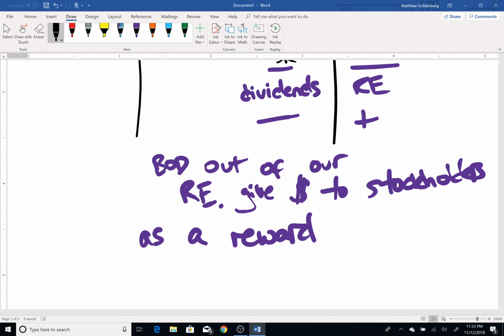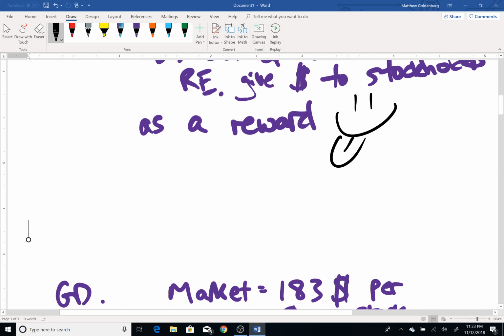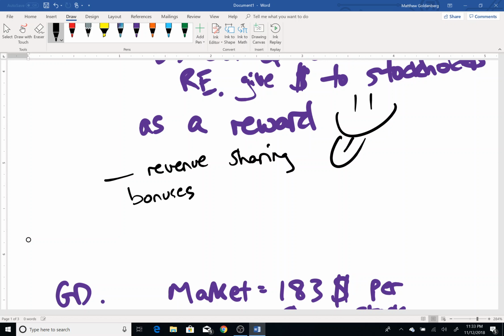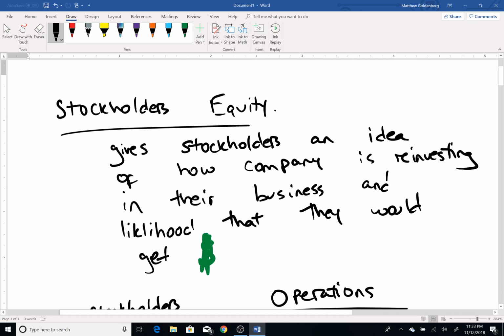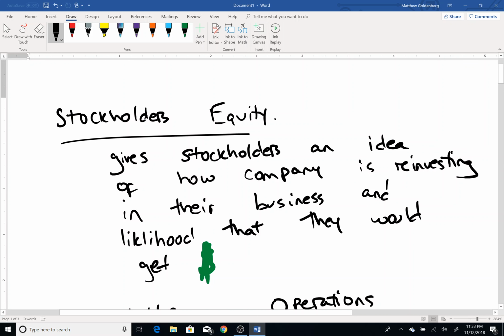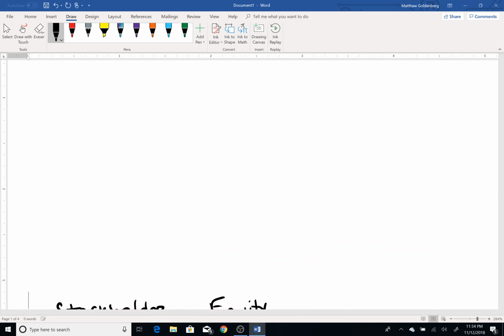And let me just draw a happy face. It's a little tongue sticking out. You can think of this subject of dividends as revenue sharing or bonuses for people who own stock. And this is something that they can choose to do or choose not to do. Let me clear this out and give another space to write.